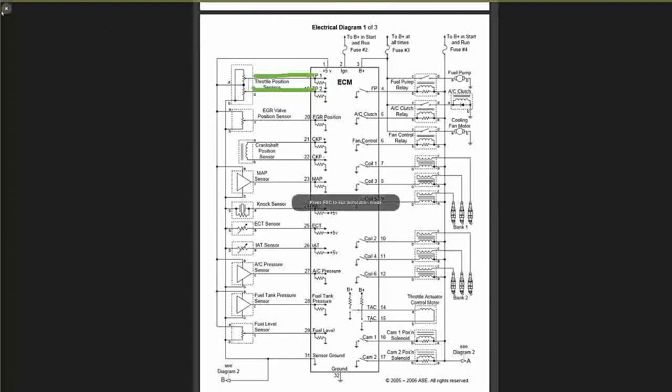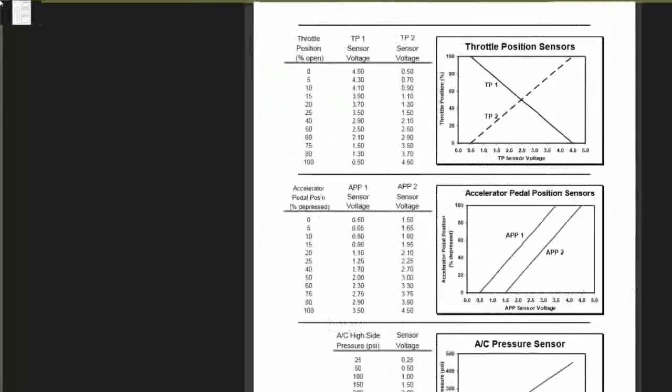Now, let me show you something really quick. Look at the throttle position here. We just talked about the throttle position sensor on a composite vehicle number 3. Now, look at this diagram here. At 0% opening, I mean the throttle is closed, the TP sensor number 1 starts off at 4.5 volts. As you increase the throttle, it goes down to about 0.5 volts, as you can see here.